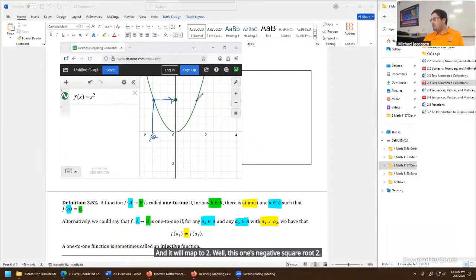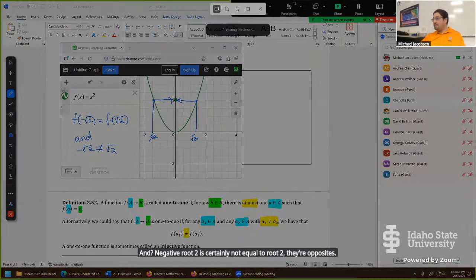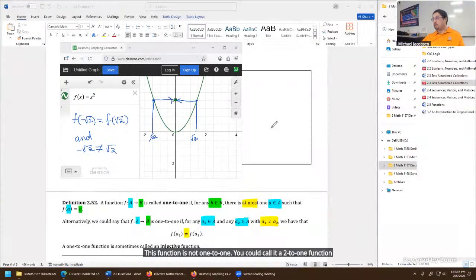If you take, say, positive square root 2 over here, it will map to 2 as well. So since f at negative root 2 equals f at root 2, they're both equal to 2, and negative root 2 is certainly not equal to root 2. They're opposites. This function is not one-to-one. You could call it a 2-to-1 function if you preferred.